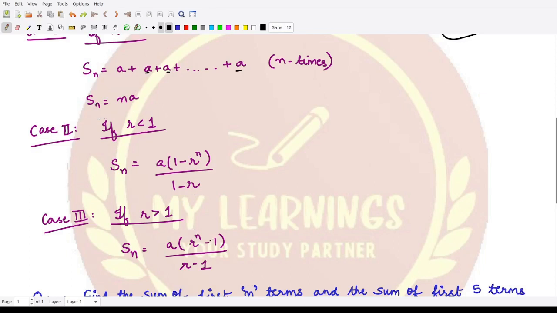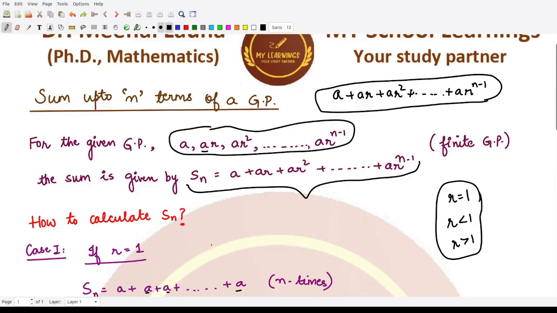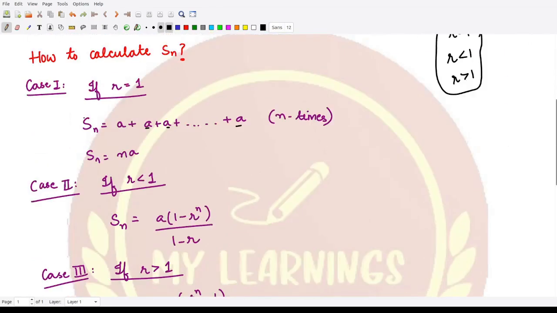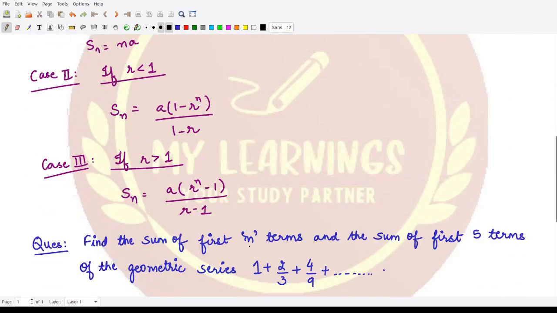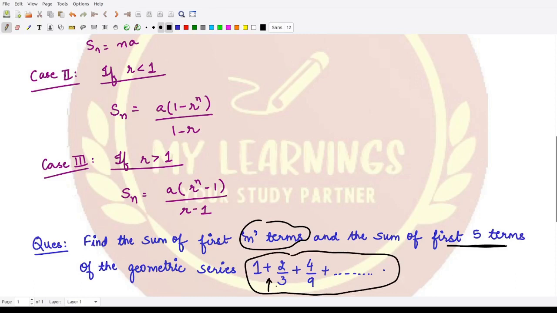So let's have a look at a question relating to this concept of calculating the sum up to n terms of a GP. The question here is, we need to find the sum of first n terms, and the sum of the first 5 terms of the geometric series 1 plus 2 by 3 plus 4 by 9 plus so on. So this geometric series is given to us in the form of writing addition in between the terms, right? We first calculate the sum of first 5 terms and then we'll calculate the sum up to n terms of this geometric series.